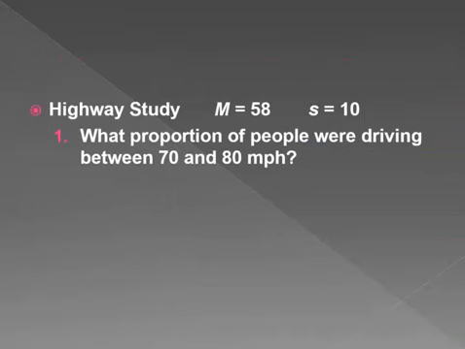Okay. What proportion of people were driving between 70 and 80 miles per hour? Now, I showed you how to do one already. Let's see if you can figure out how to do one on your own. So I want you to find the proportion of people driving between 70 and 80 miles an hour. It's going to involve computing 2 z-scores. It's going to involve drawing a normal distribution. It's going to involve plotting your 2 z-scores. And then you have to figure out, okay, what proportion falls between 2 scores? Where do I look in my unit normal table, and how do I figure that out?